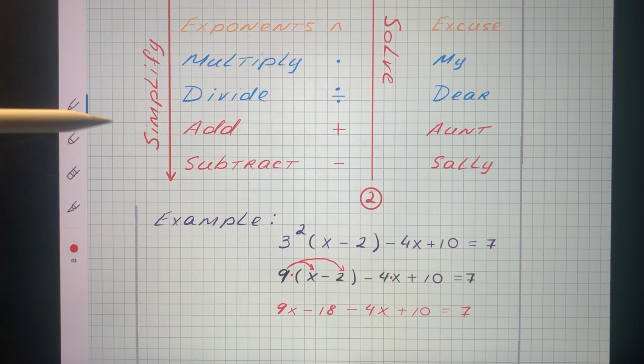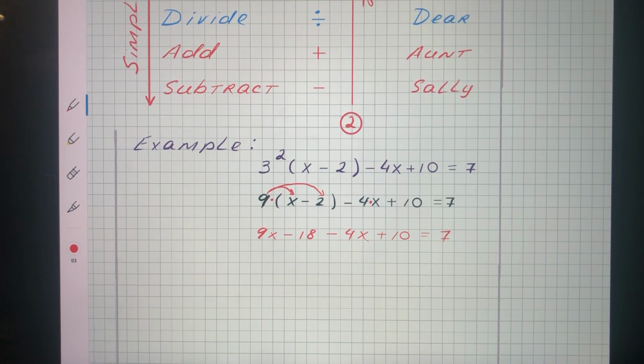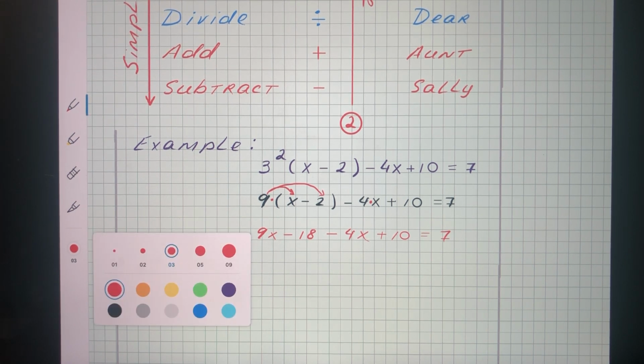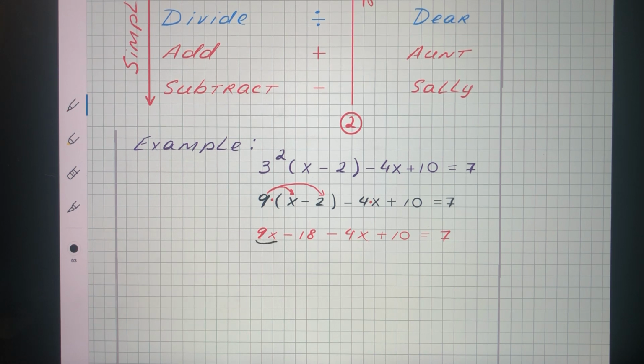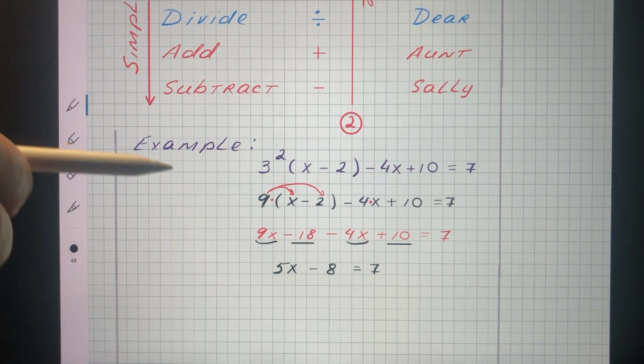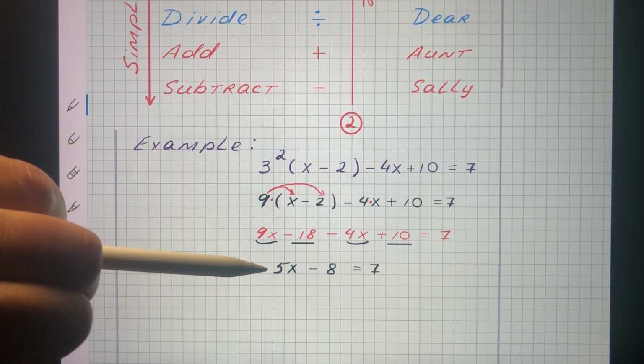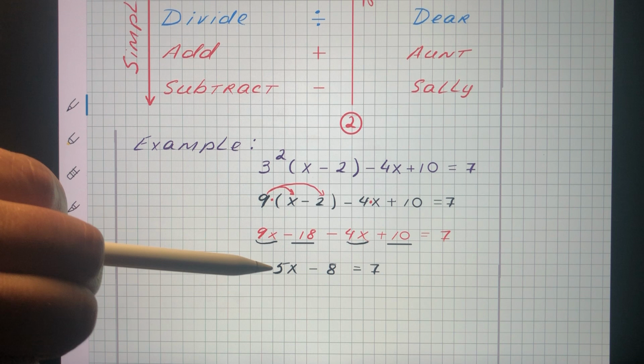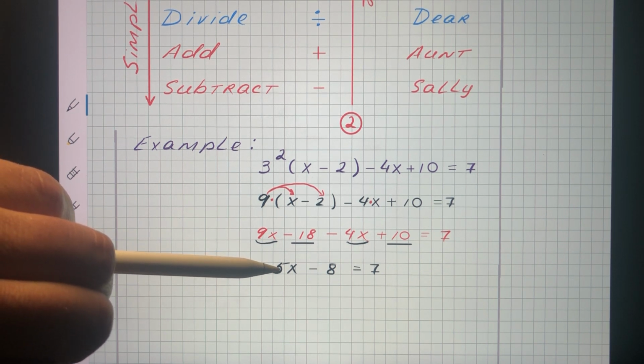We move to addition and subtraction. We only do the step if the answer is always true. No matter what x is, 9x minus 4x is always going to be the same. It will be 5x. And negative 18 plus 10 will always be minus 8. That completes our addition and subtraction. At this point, we have our equation in the simplest form. This equation has exactly the same answers as the original, but it is much simpler to look at. Still, we don't know what the answer is.